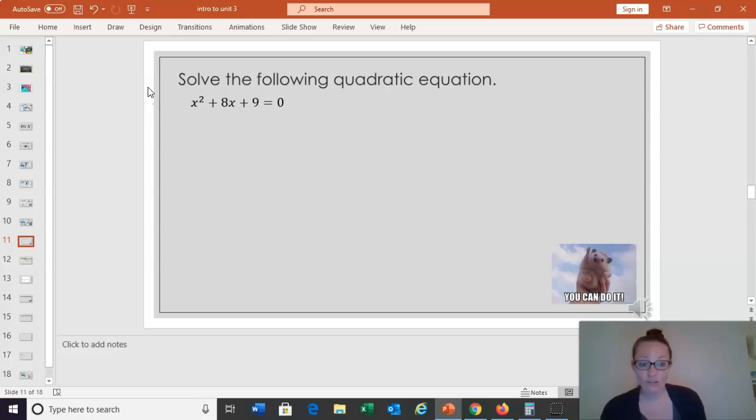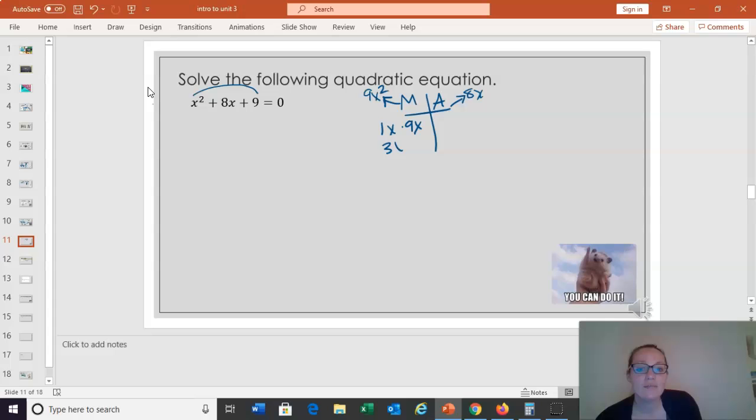So look, everything's already on the same side. So we're going to go ahead and see if we can use the MA chart. First times the last is 9x squared, and the middle term is 8x. So 1 times 9 and 3 times 3. And of course you could do the negatives of either of these, right? Because a negative times a negative is positive. Sadly, none of these add up to a positive 8x. But don't worry, you can still do it. We just need to use the quadratic formula.